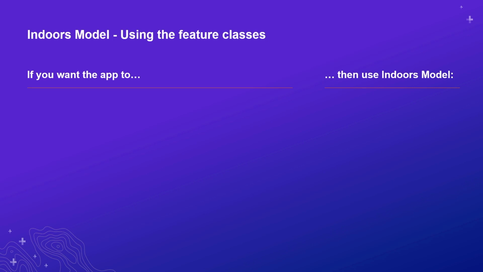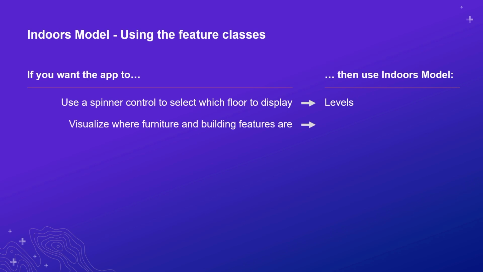Suppose we want the app to let the user select a floor from a spinner control. Which Indoors Model feature class contains that information? If you said the Levels feature class, give yourself 1,000,000 points. What if the app needs to show the user where furniture and buildings features are located? If you said Details, you get a virtual high five.